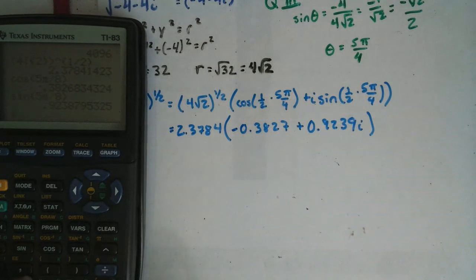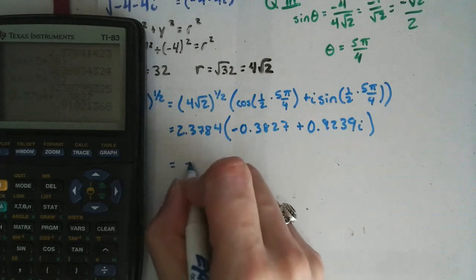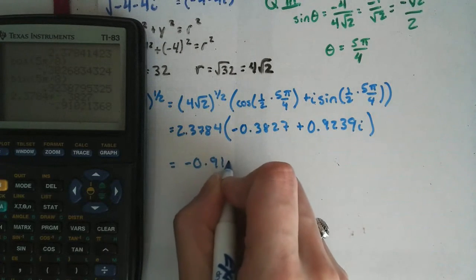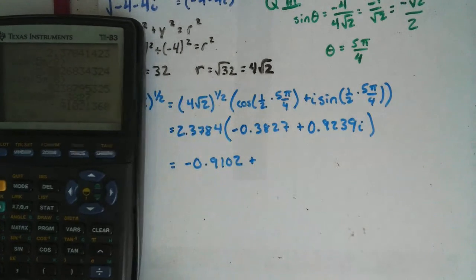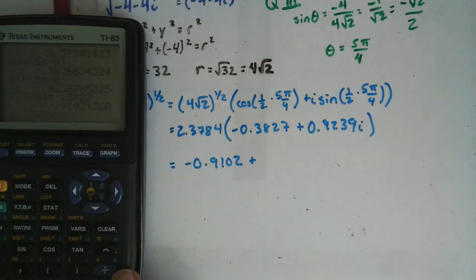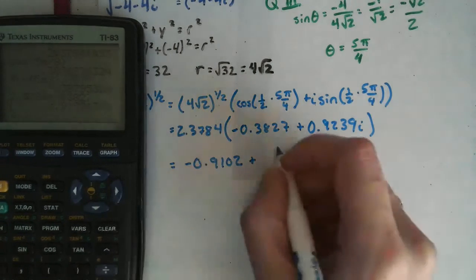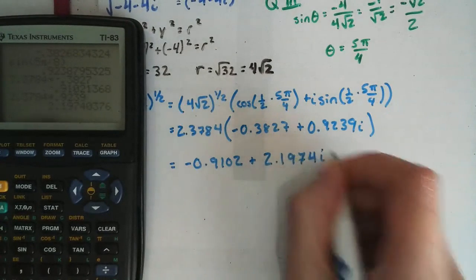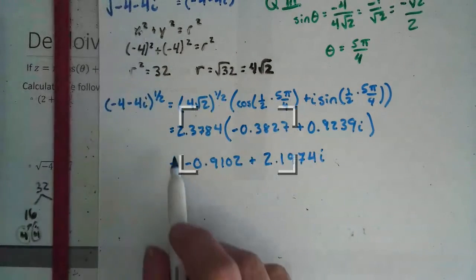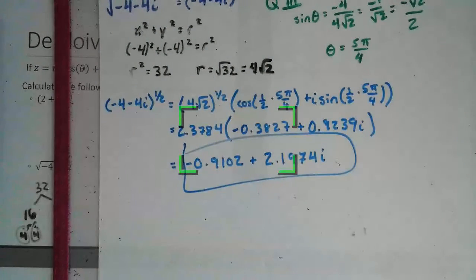Now I can distribute through the parentheses. 2.3784 times negative 0.3827 gives me negative 0.9102 plus 2.3784 times 0.9239 gives me 2.1974i. That's what I'm looking for.